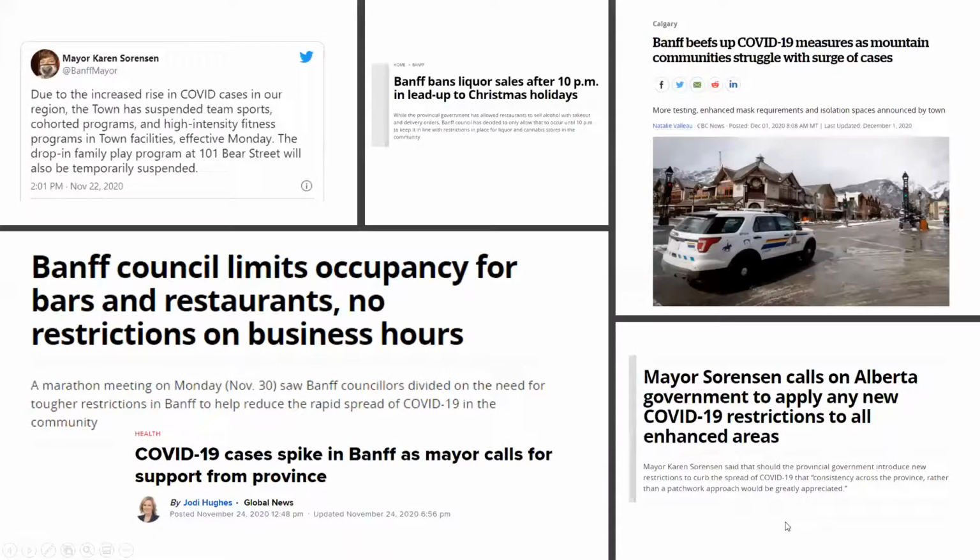So these news headlines here really highlight what was happening back in November leading up to Christmas. The province of Alberta was reluctant to bring in new restrictions as the case counts were rising. And as a result, local government, at least in Banff, began to contemplate their role to address what was happening locally while continuing to advocate provincially for widespread restrictions. So we began in Banff with the suspension of indoor team sports in our rec center and other indoor programming. And that followed with a very bold step by our council to enact a bylaw, which reduced occupancy in bars and restaurants, as well as limiting the hours of operation of liquor stores.